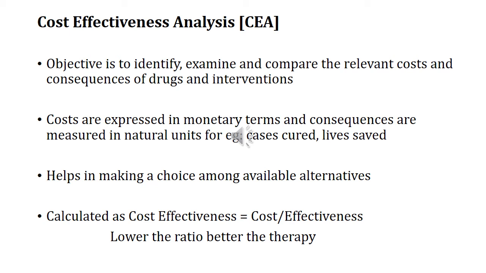Now this method is used when you have to choose between alternatives for a disease. It is calculated as cost effectiveness equals cost upon effectiveness. So the lower the ratio, that means the greater the effectiveness, the better is the drug or therapy.